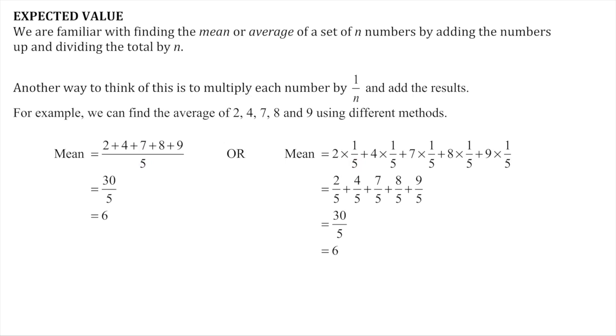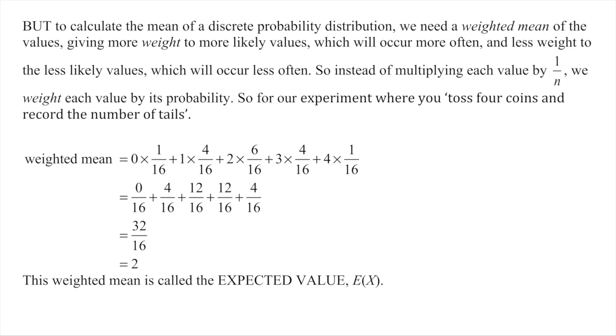Now, it's a weird way to look at it, but when you're dealing with probability, you can't treat it like a simple average. If I want to find an average or a mean of a probability distribution that's discrete, I need to talk about a weighted mean, and the weighted mean is going to come based on the probability of something happening.